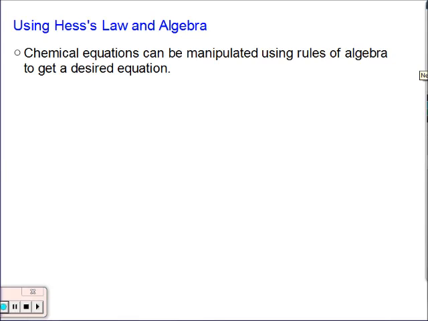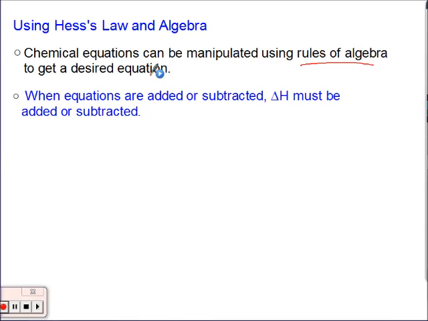So Hess's law says I'm going to use my chemical equations. I'm going to manipulate them using rules of algebra. Hopefully you remember your rules of algebra. If you change sides, you subtract from both sides. You can multiply anything you want by a number, as long as you multiply everything by that number. We're going to use those algebra rules.